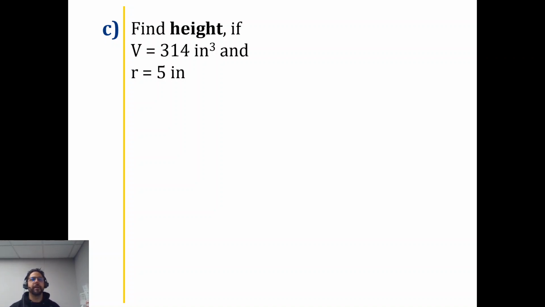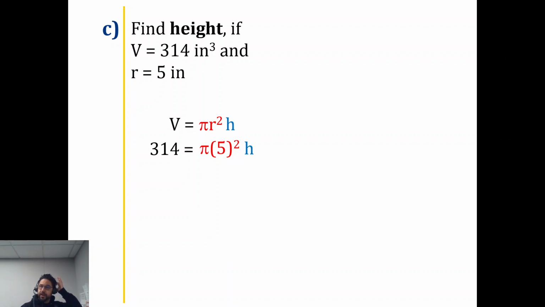So with our volume being 314 and our radius being 5, we again just set up our equation. We do our substitution again, so 314 is equal to, pi is still going to stay pi, r squared, so we're going to say 5 squared, and then of course our height. According to our grouping, our order of operations, we are still going to do 5 squared first, so that means we now have 25 pi, and then of course the h. The h is the unknown, again it is our height.